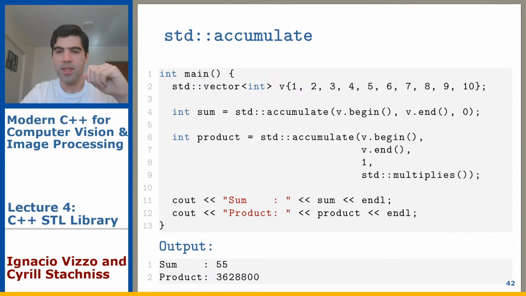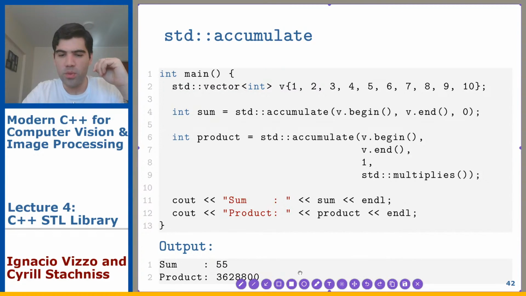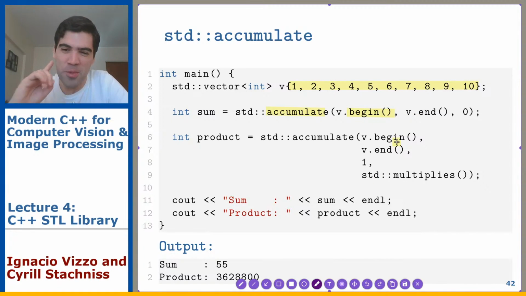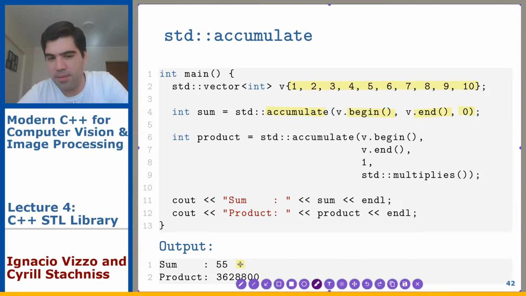Accumulate. Again, let's pretend that we want to sum all of these elements. How will you do it? How would I do it? I would write a for loop, for all elements in the vector, sum plus equals and so on. Just use accumulate. Just give the beginning of the, I'm tired of saying this, but I will keep doing it, the end of the container, and then this is basically the offset. And then if you sum 1 plus 2 plus and so on, you will get 55.